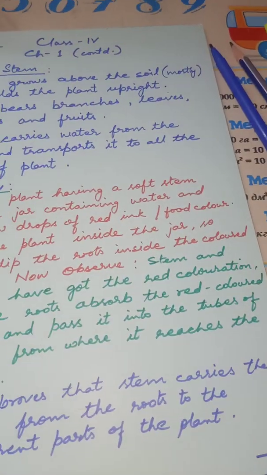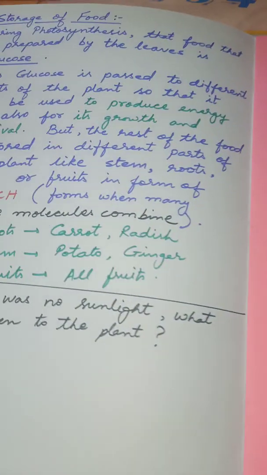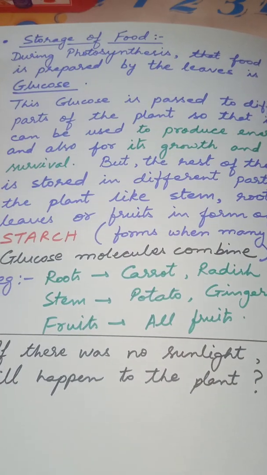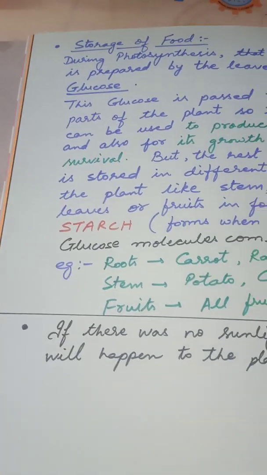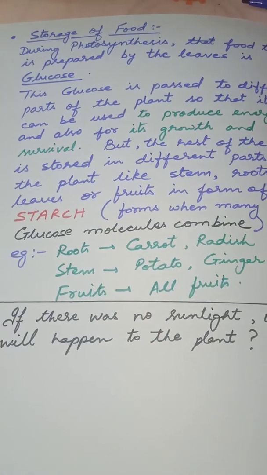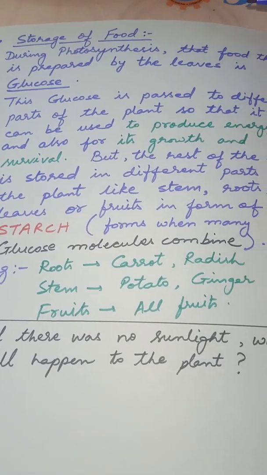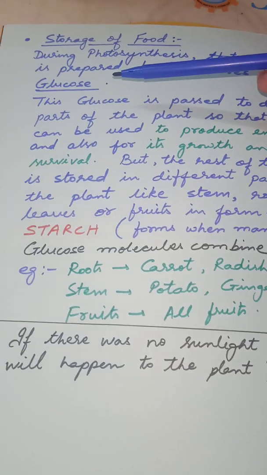Now coming up to the next topic, which is storage of food. What is the food of the plant, children? Do you remember? We have discussed it in the last topic. Yes, right. You must be saying, ma'am, it is glucose. Absolutely correct. During photosynthesis, the food that is prepared by the leaves is glucose.